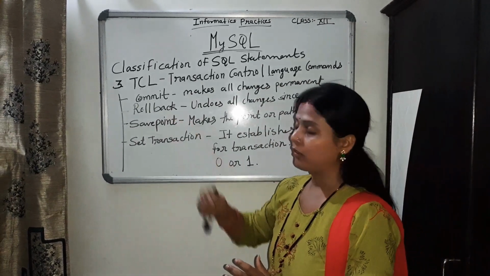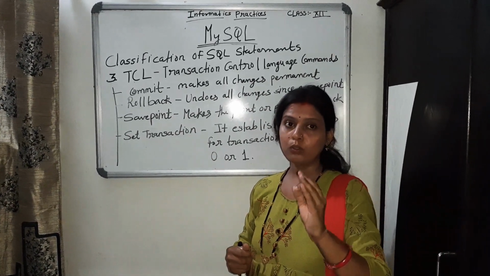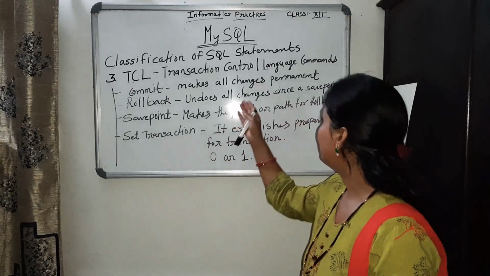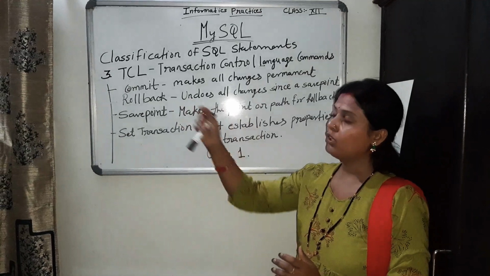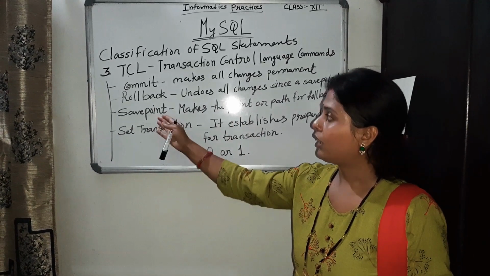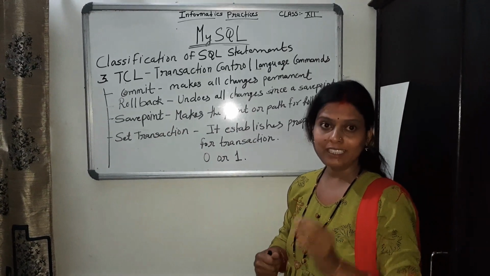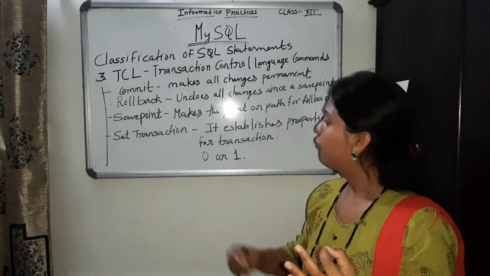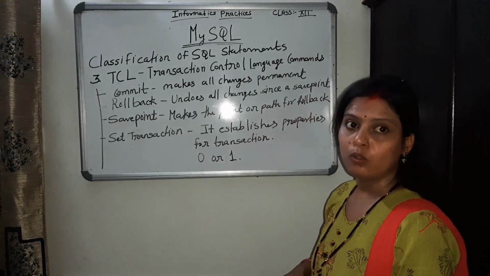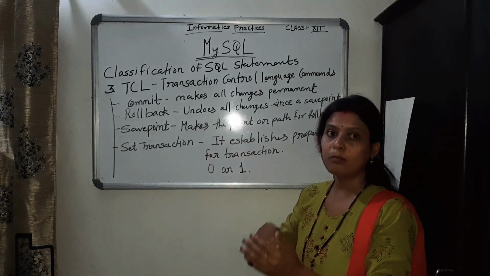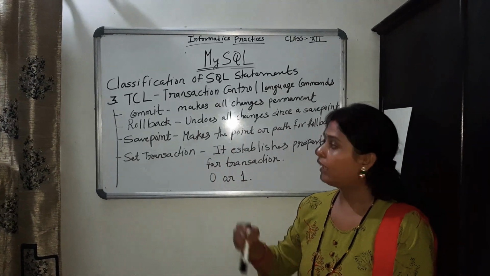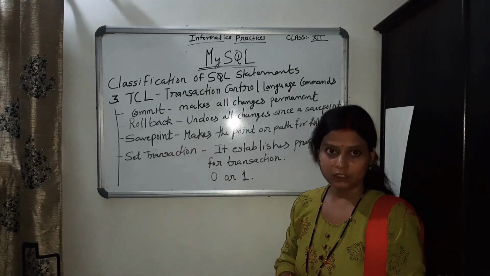Now rollback. Why do we use rollback? If you want to undo all the transactions up to a given particular save point, then we use the rollback command. Now what is a save point? A save point is a point for the rollback. Rollback means from which point you have to roll back all the transactions. For that we create the save point.